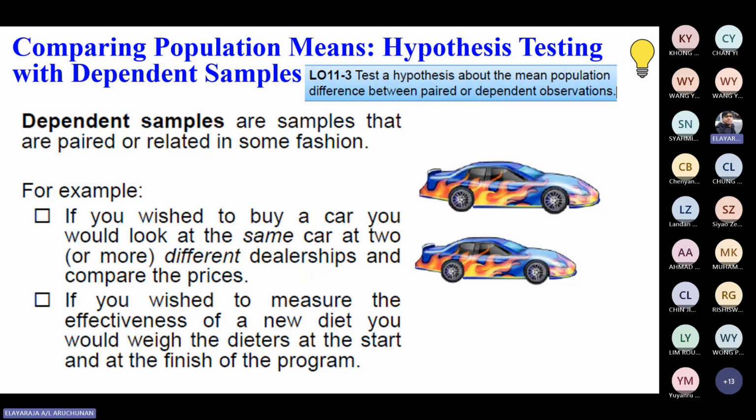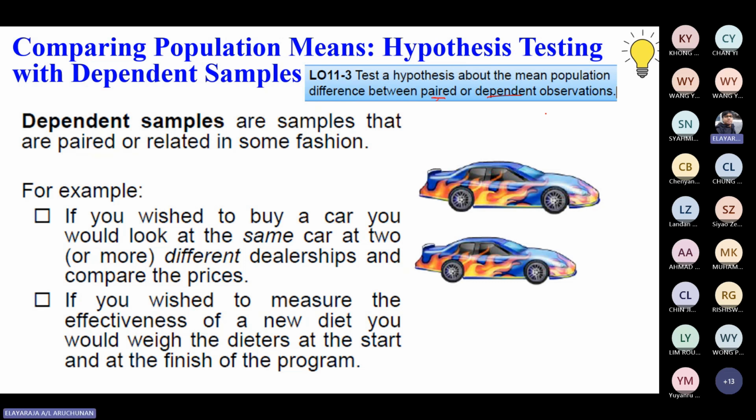Now we're going to do hypothesis testing with dependent samples. Let's see what a dependent sample means. This is learning outcome number 3: we test hypotheses about the mean population difference between paired or dependent observations. First, let's see what it means to be paired.